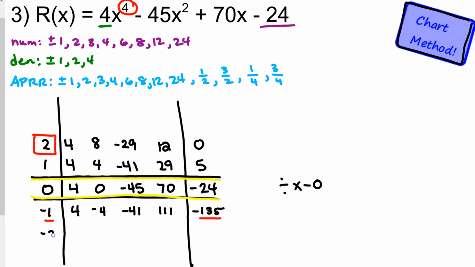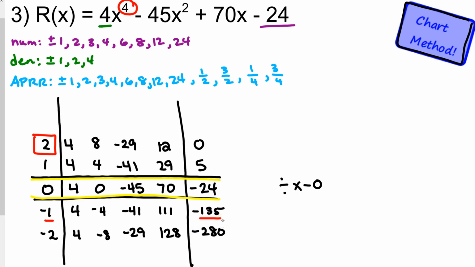Let's try -2. Bring down the 4. Multiply by the number in the box, we get -8. Add the 0, we get -8. Multiply by the number in the box, we get 16. Add the next number, -45, and we get -29. Multiply that by -2, and then add the next number, 70, and we get 128. Multiply that by -2, and add the next number, -24, and we get -280.